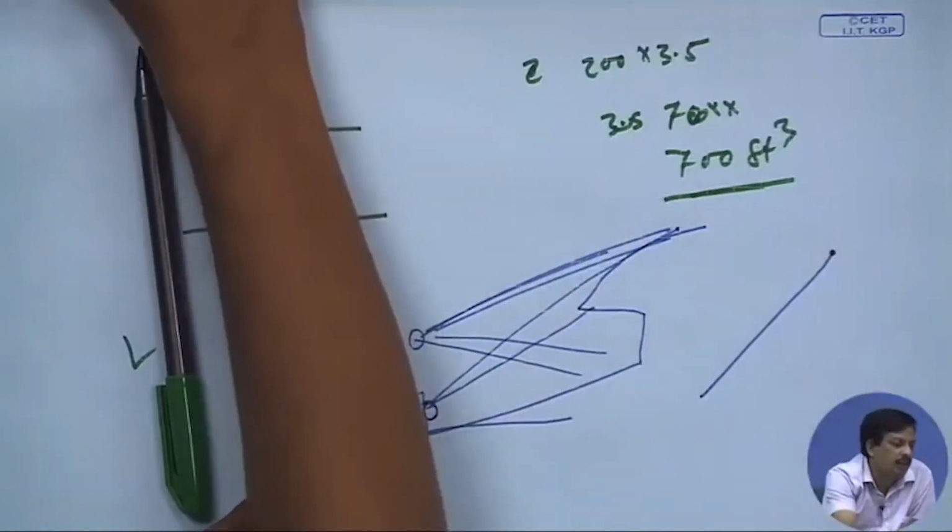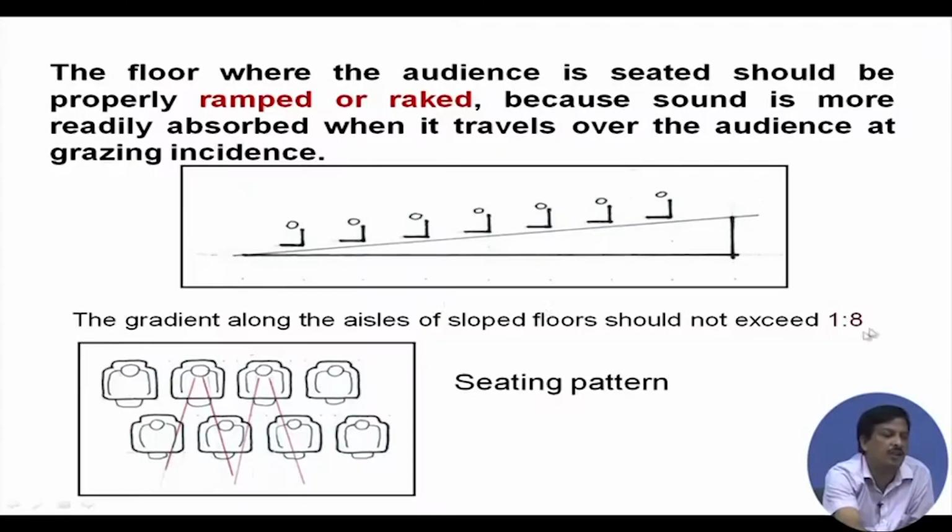Okay. So, I ramp it at 1:8 in ratio. So, if the length is 8 feet, then the ramp at the last seat should be 1 foot. If the length is 100 feet, at 1:8 ratio, I have to ramp it. So, I ramp it. Then how do you arrange the seating pattern?